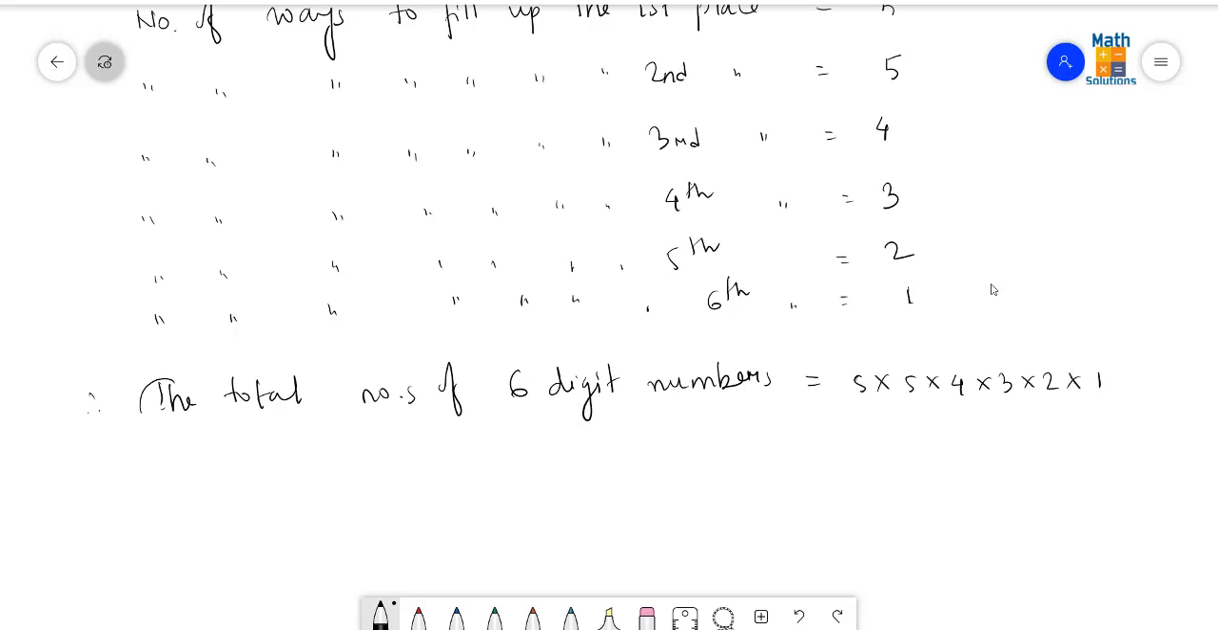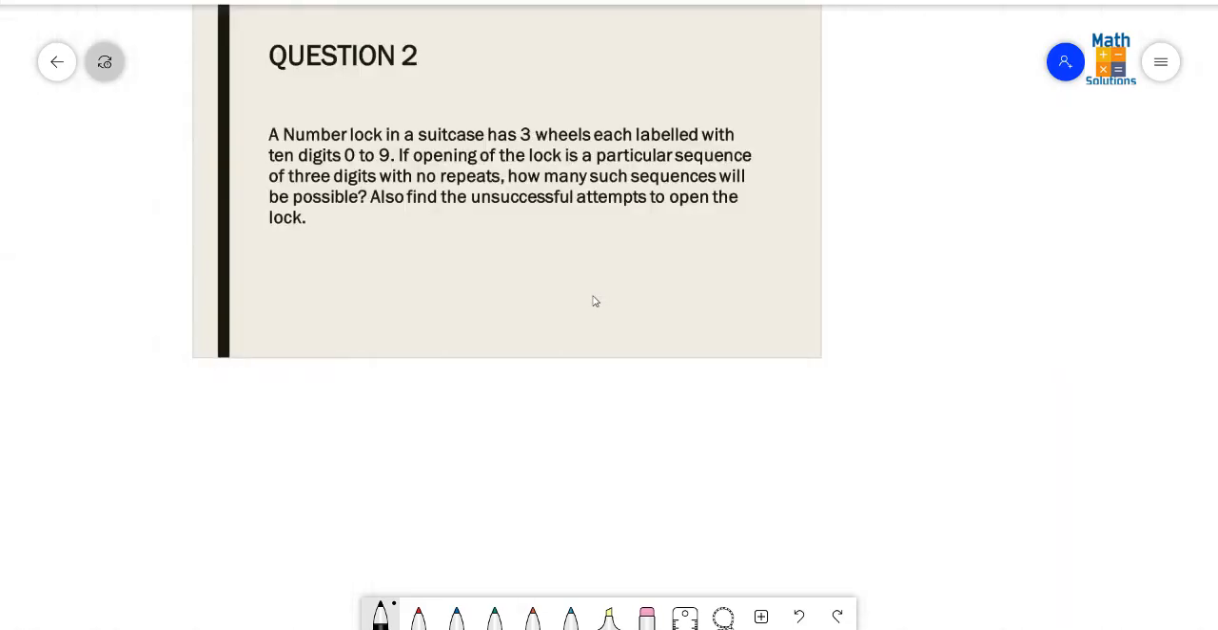And the result comes as what? 5 5s are 25, 25 4s are 100, 100 into 6 it will be 600. So the answer is 600. So here is the answer of the first question. So here is question number 2.